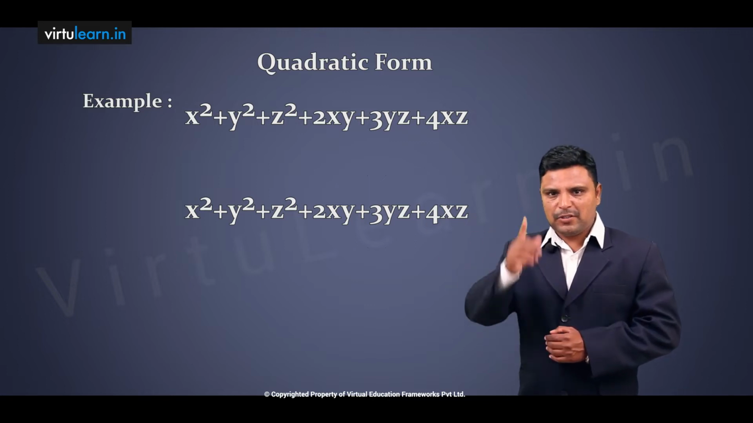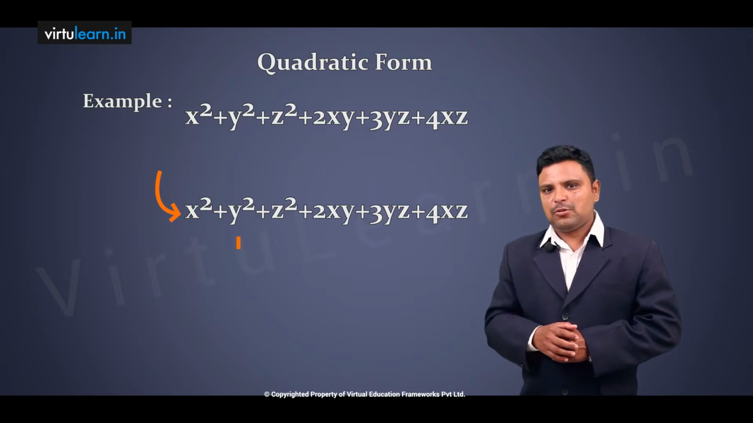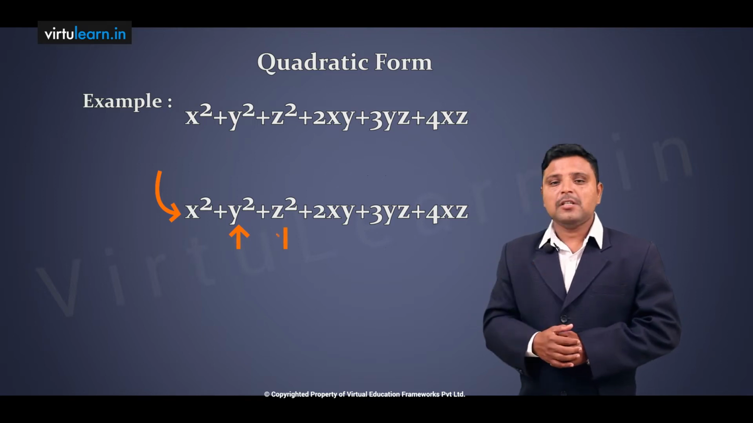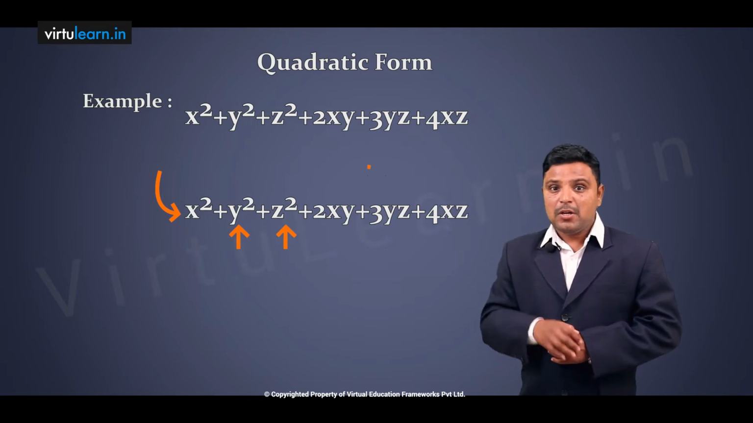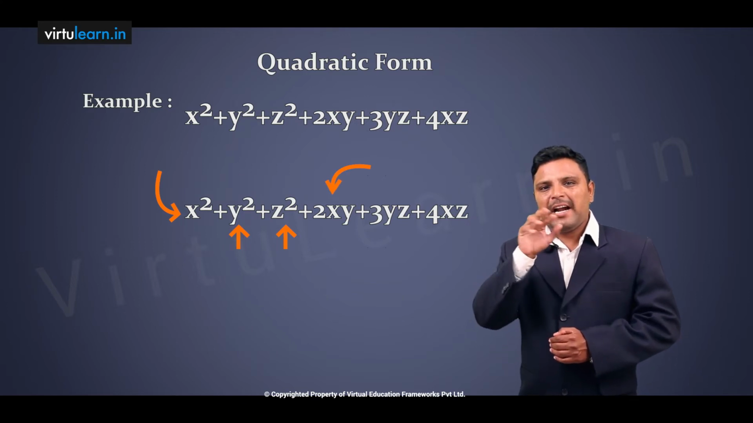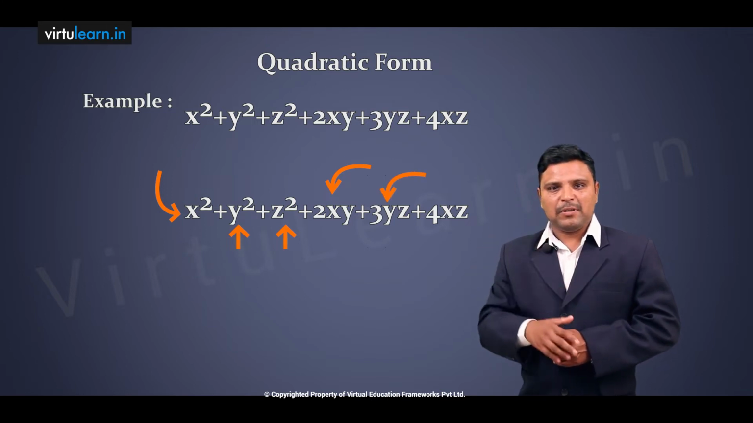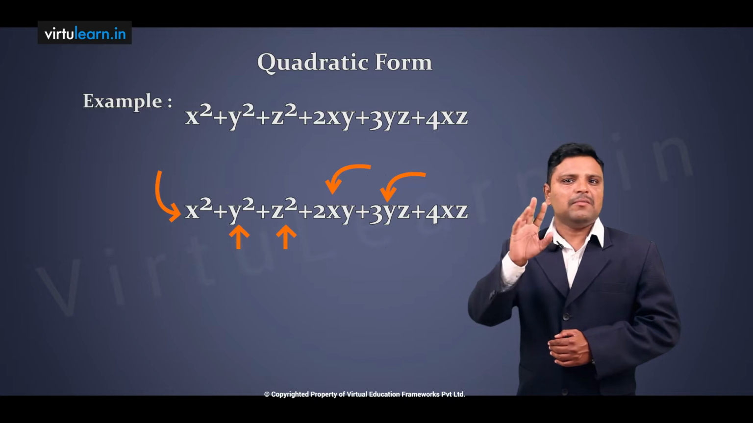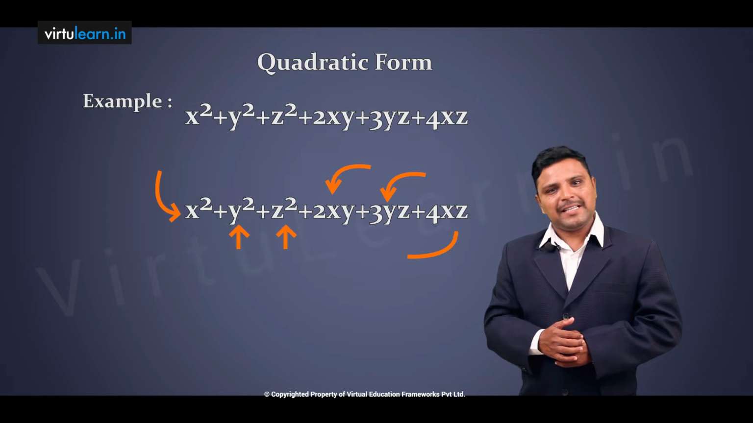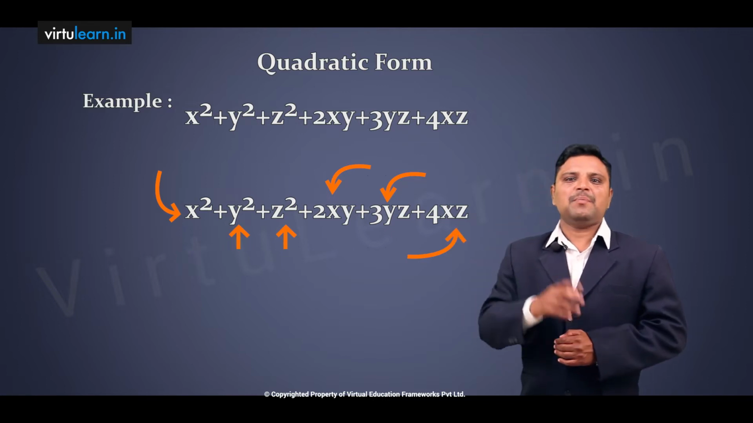Now observe this one. First term x square, the power of x is 2. Second term y square, the power of y is 2. Z square, the power of z is 2. 2xy, next term, the power of x and power of y we have to add in multiplication, 1 plus 1 is 2. 3yz, again power of y 1, power of z 1, 1 plus 1 is 2. Power of zx: 4zx, the power of z is 1, power of x is 1, 1 plus 1 is 2.